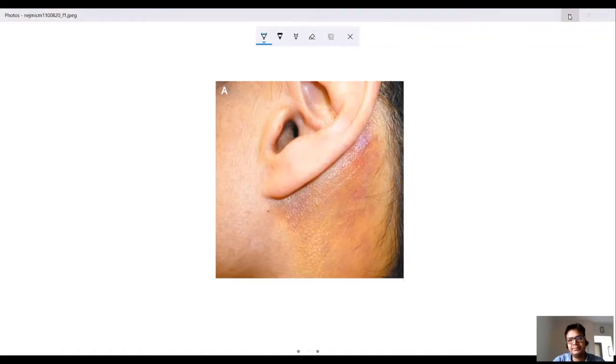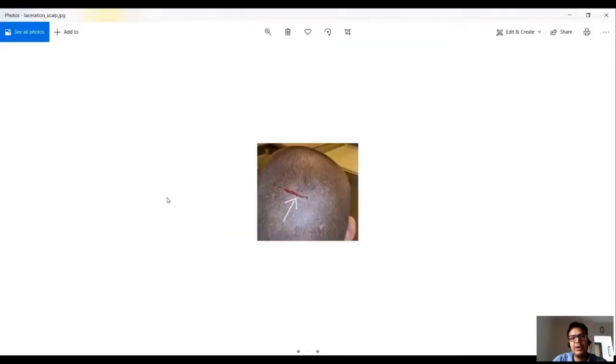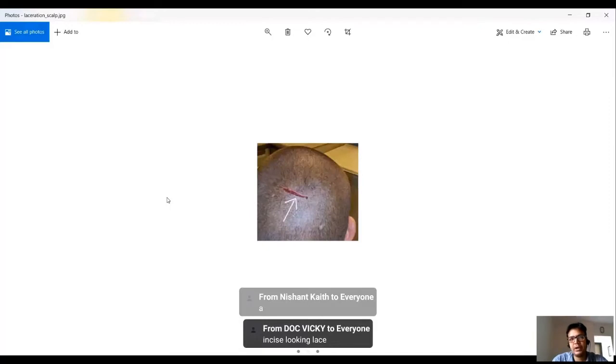Dr. Saab, this is another image. Anyone? What is this? One minute. Let me share this image with you. Now, anyone? This injury is incised looking lacerated wound or lacerated looking incised wound? Anyone? I want to get the answer.